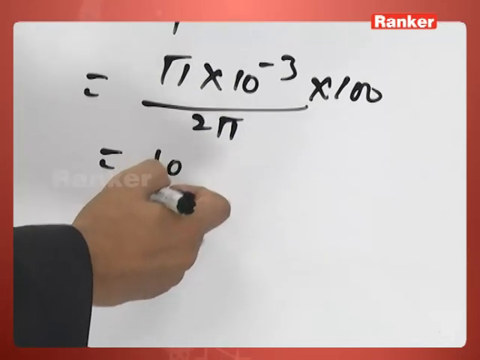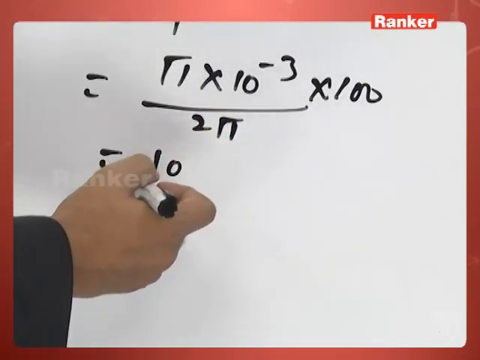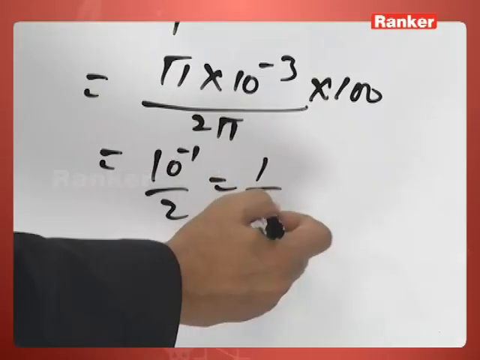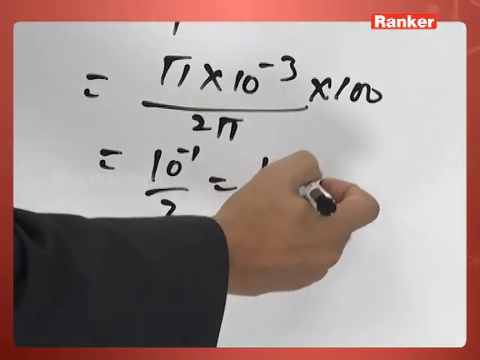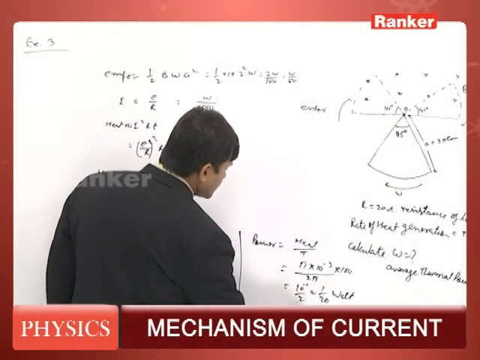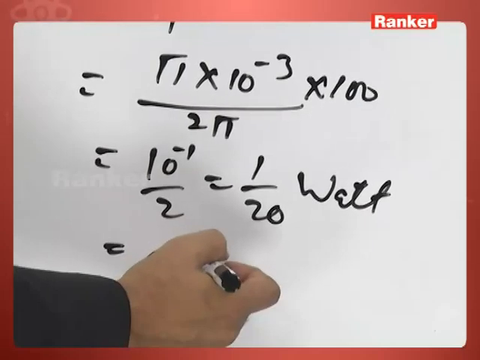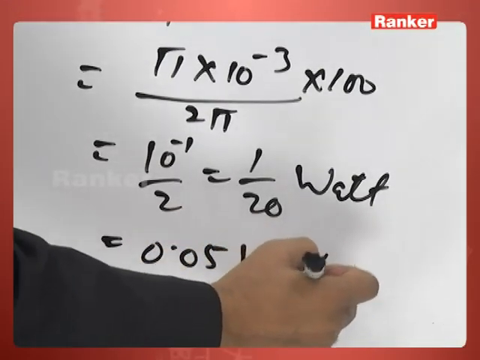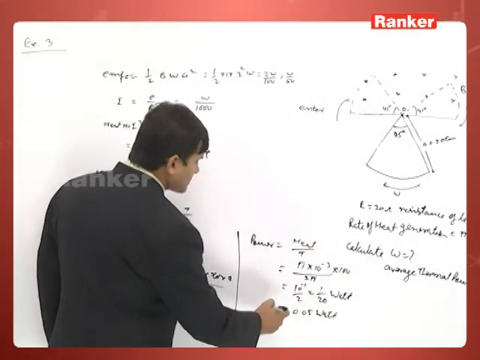So here 10 by 2, or 10 power minus 1 by 2, or 1 by 20 watt. So 1 by 20 watt means 0.05 watt. This is the power.